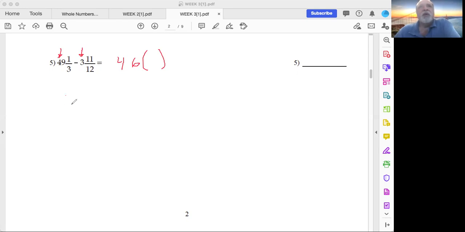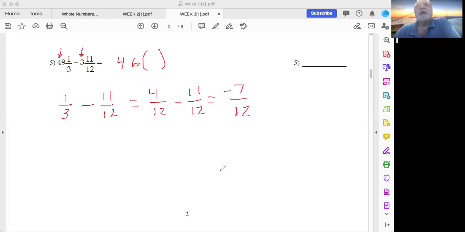So what is 1/3 minus 11/12? Okay. Well, what is that equal to? We've got to get the denominators to be the same. So to do that for 1/3, we have to multiply the top and the bottom by 4. And that gives us 4/12, okay, minus 11/12, all right? Well, that's an interesting problem. That ends up giving us, okay, 4 minus 11 is the negative of 11 minus 4, right? So 11 minus 4 is 7. So this is going to be negative 7/12. Okay. So that's our fractional part here. Negative 7/12. Okay. All right.